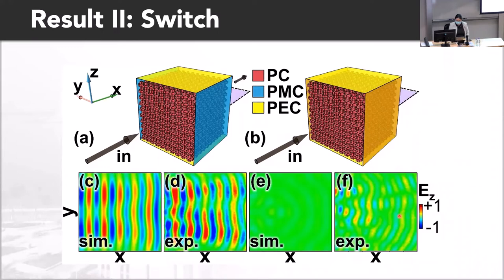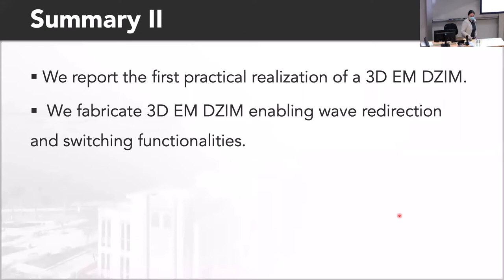To summarize, we again report the first practical realization of a three-dimensional electromagnetic double zero index material, and we fabricate this double zero index material and demonstrate the wave redirection and switching functionalities. Actually, there are other interesting functionalities, but we did not show them here.